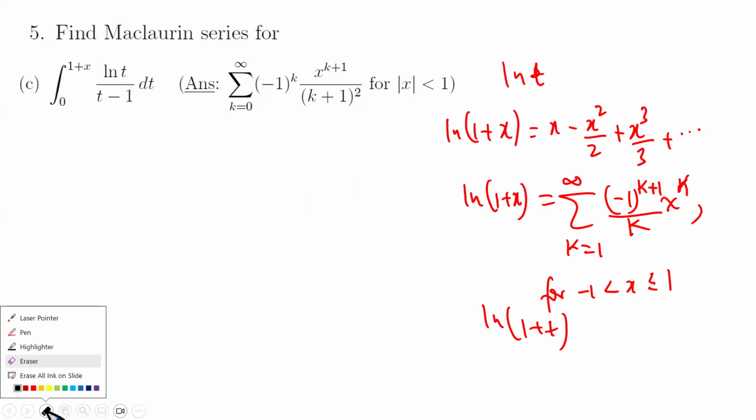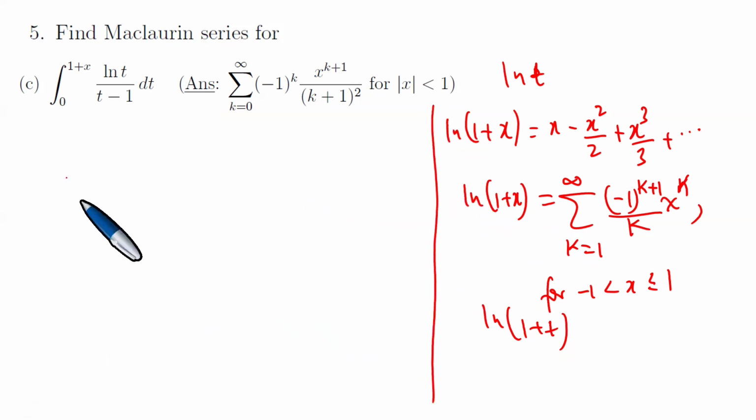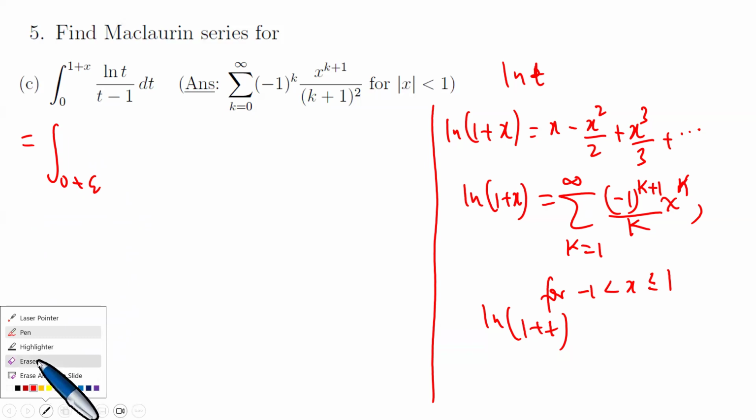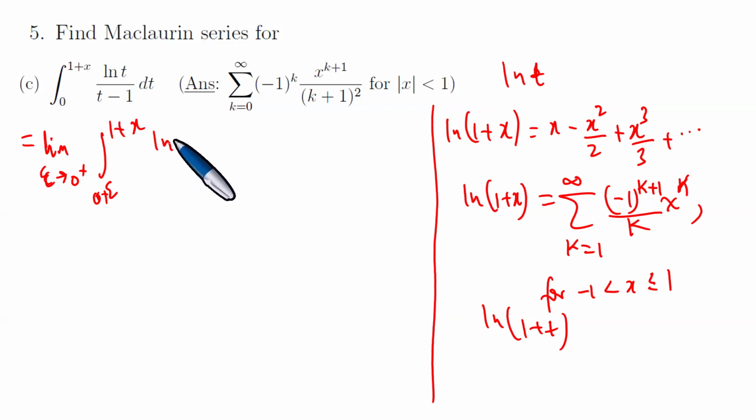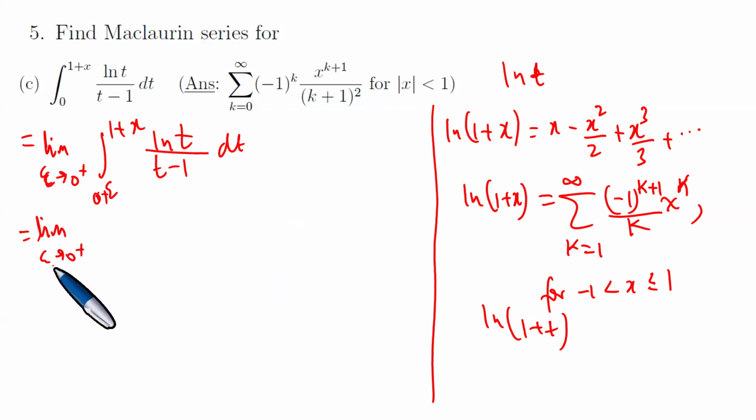Okay, consider the series expansion of the ln. So we're going to have the integral. This one is improper. In principle, what you need to do is to use our usual approach. So you're going to use 0 plus epsilon, take the limit, because it's undefined at 0. So you have the limit as epsilon approaches 0 from the right of the integral from 0 plus epsilon to 1 plus x of ln t divided by t minus 1 dt.